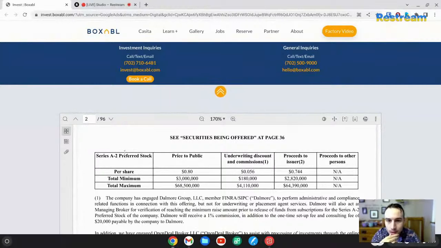Okay, let's see. Security being offered: Series A2 preferred stock. Price to public per share, 80 cents. Underwriting discount and commissions, 6 cents. Proceeds to issuer, 74 cents. Total minimum, total maximum. Underwriting discount and commissions.